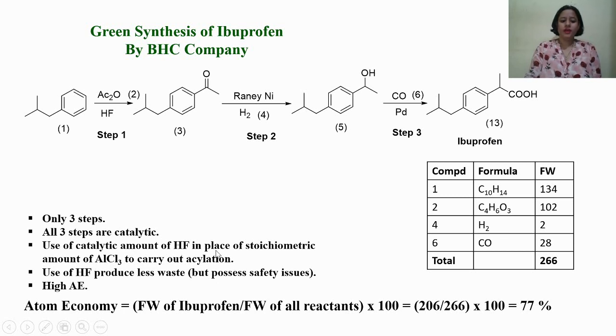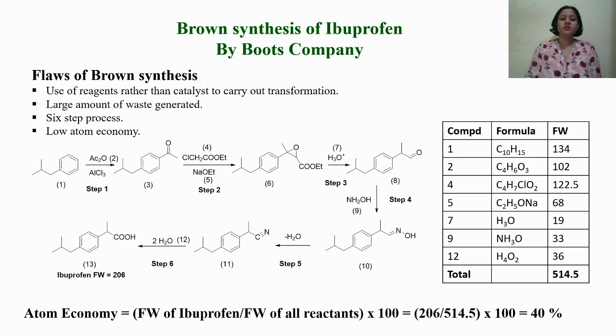Now, only a catalytic amount of HF is used in place of a stoichiometric amount of aluminium chloride for carrying out acylation, as in the previous method by Boots company, where aluminium chloride was used for carrying out acetylation. Here HF is used, so less waste is generated, but using HF has some safety issues. This reaction has 77% atom economy, so it has high atom economy. So that's why we are considering the BHC company method of synthesis of ibuprofen to be greener as compared to the Boots method of synthesis of ibuprofen.